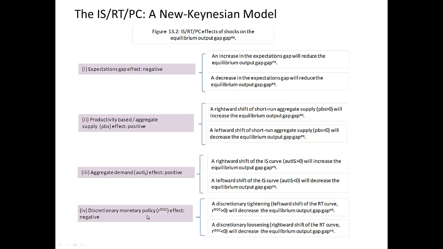Okay. Lastly, discretionary monetary policy. It shouldn't be any surprise that that has a negative effect when the central bank raises interest rates on a discretionary basis. We'll see that's a leftward shift to the RT curve. That's going to mean that the demand elements, consumption, and especially investment, are going to be squeezed out, and that's going to reduce the output gap. Alternatively, if we have a discretionary loosening, that's a reduction in interest rates, that's going to mean that the central bank is encouraging more demand, and that'll increase the output gap.